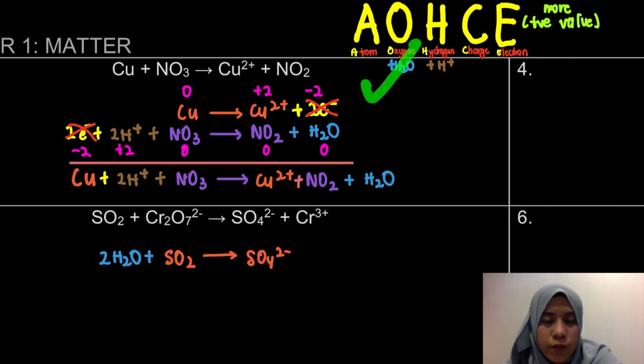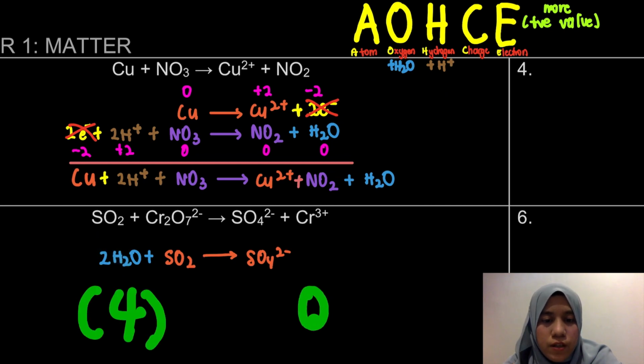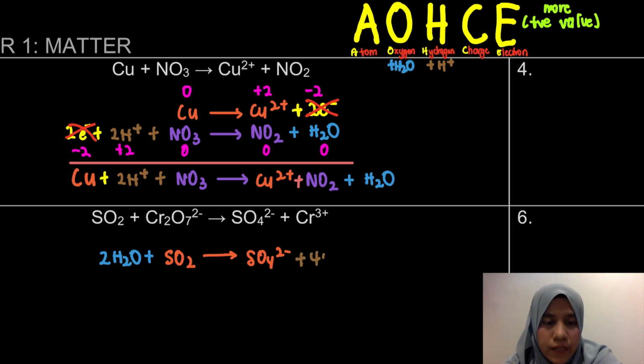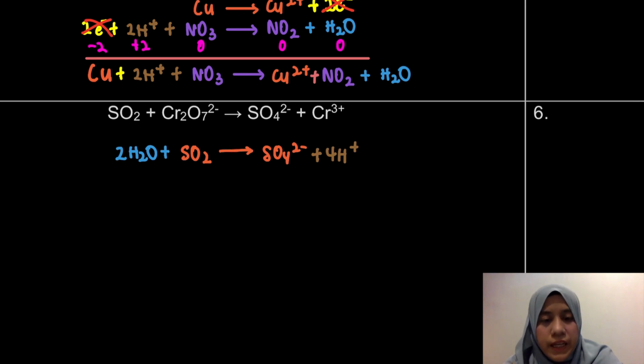Right now for our hydrogen. So for our hydrogen, we have 2 times 2. So we have 4 hydrogen. Sini 4, sini 0. So we're gonna add plus 4H plus. So right now all the atom is already balanced. Okay, so sulfur ada 1, oxygen 4, hydrogen dia pun 4. Okay, next kita ada, we're gonna calculate the charge.